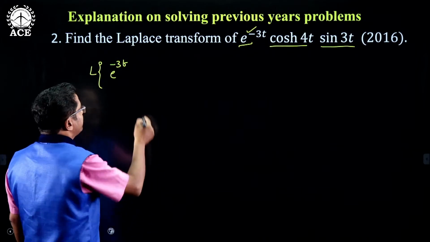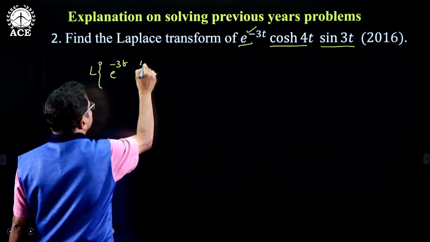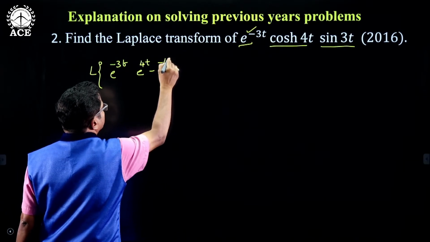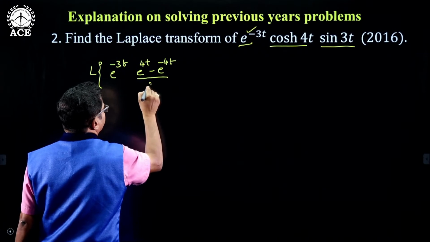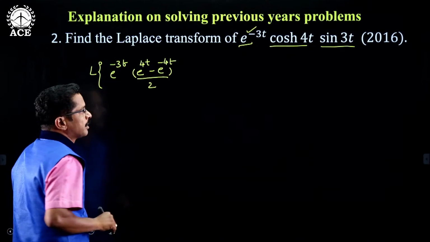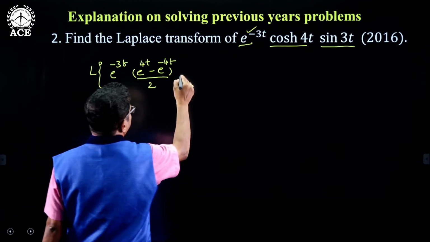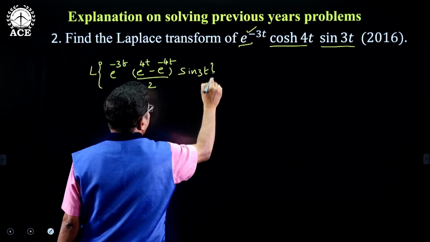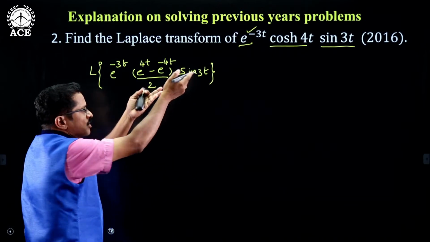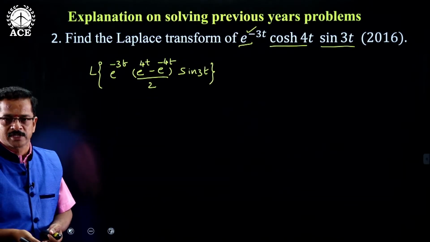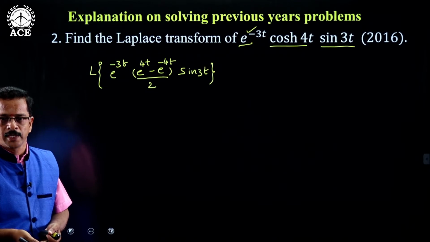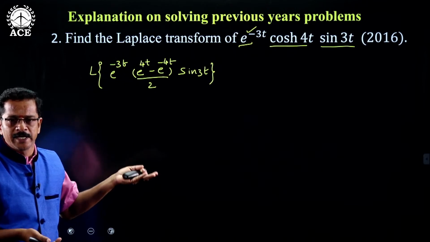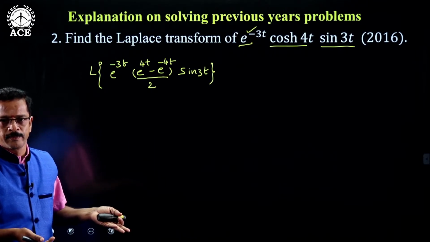So cos h 4t means e power 4t minus e power minus 4t by 2 into sin 3t. It's a definition of hyperbolic function, cos hyperbolic function. Okay. Definition of cos h 4t. Cos h at means e power at plus e power minus at by 2.